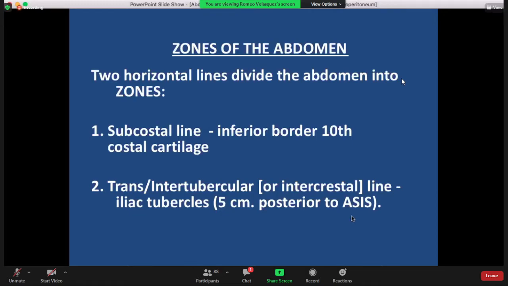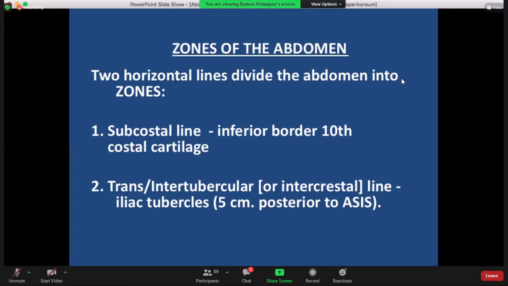That's using the axis as the reference landmark, 5 centimeters posterior. So this is the anterior landmark, axis. You measure 5 centimeters going posterior. That is the approximate location of the intercrestal line. So those are the 2 horizontal lines. And you can imagine that being drawn.